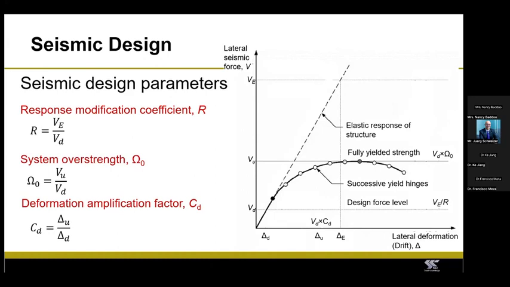We also have the system overstrength parameter, omega sub 0, which is used to account for the additional strength beyond the design strength that the structure is able to provide before becoming a mechanism. This parameter is used to calculate the forces that the non-dissipative elements have to be able to resist to ensure that they remain elastic during the earthquake. The last parameter is the deformation amplification factor, which is given by C sub D. This parameter is used to calculate the inelastic story drift of the structure that is expected during the earthquake.